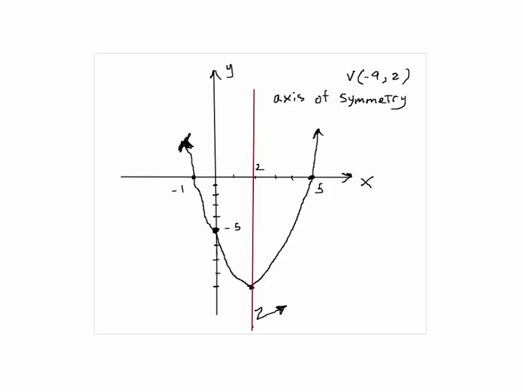The vertical line that passes through point 2 on the x-axis, its equation is equal to x is equal to 2.